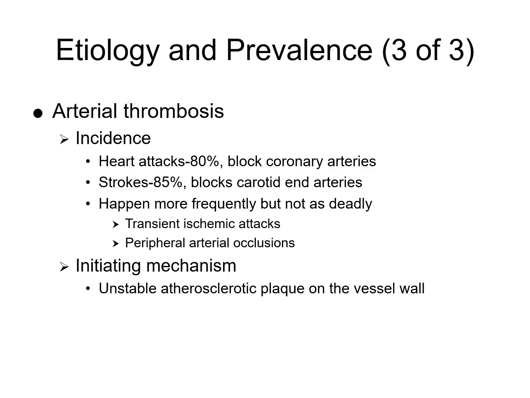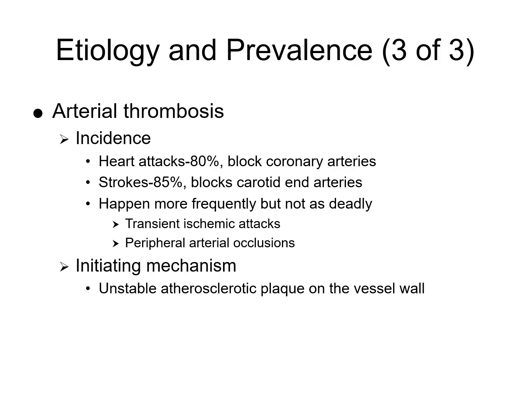For arterial thrombosis, this is responsible for about 80% of heart attacks, which result from blockage of the coronary arteries. About 85% of strokes are caused by arterial thrombosis, typically blocking the carotid or other end arteries. Arterial thrombosis occurs more frequently than venous thrombosis, but tends to be less immediately fatal. Some other clinical presentations, we could have a transient ischemic attack, which is a brief episode of neurological dysfunction caused by temporary arterial blockage, often considered a warning sign for stroke.